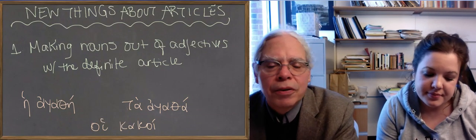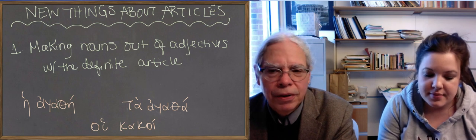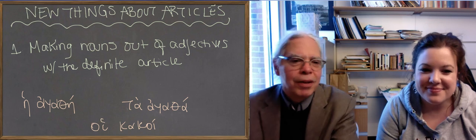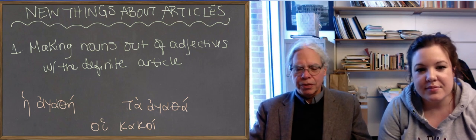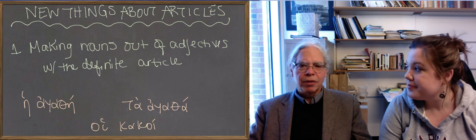Okay, so you've got three things to tell you about what you can do with a definite article that you don't already know. And they're cool things. We can do some of these things in English. The first one is something that we do in English. It's the phenomenon where you take an article and you stick it in front of an adjective.